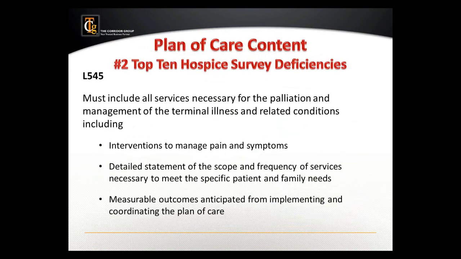Your number 2 top 10 deficiency is L545, and in this particular interpretive guideline, it says that we must include all services necessary for the palliation and management of the terminal illness and related conditions, and then it goes on to talk about what those include. I think this is pretty straightforward, but again, we don't seem to be doing this on a regular basis in our documentation.